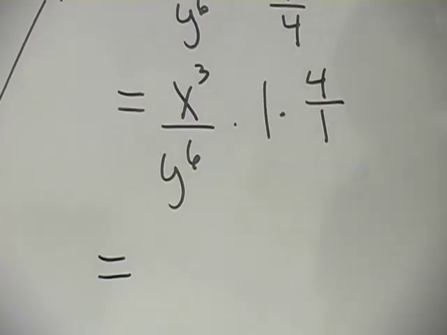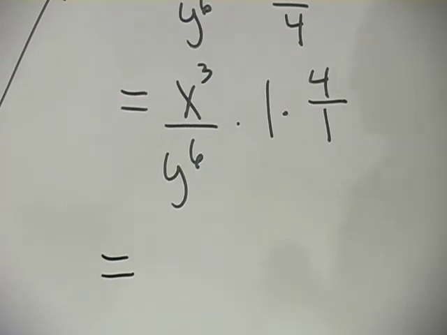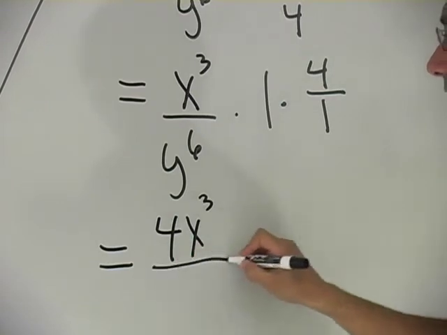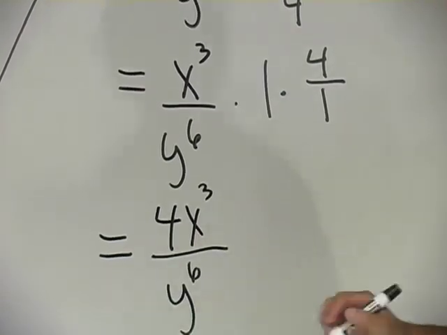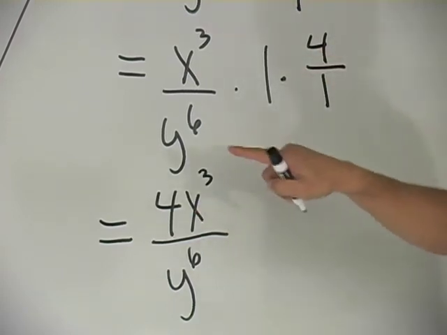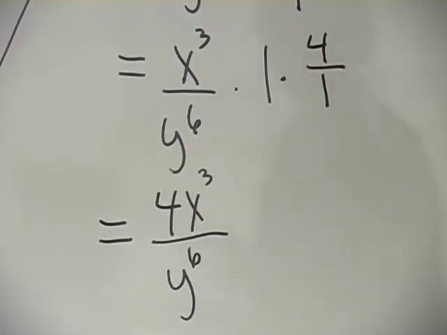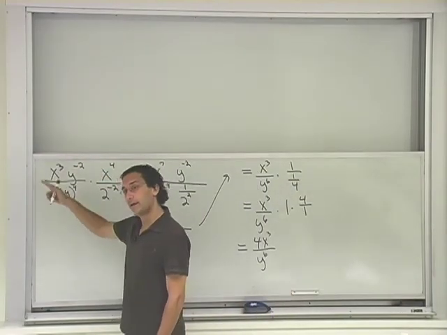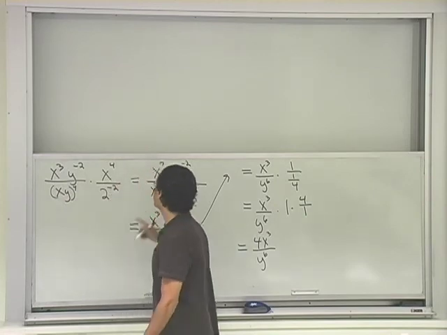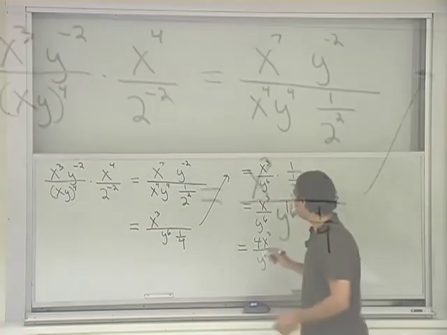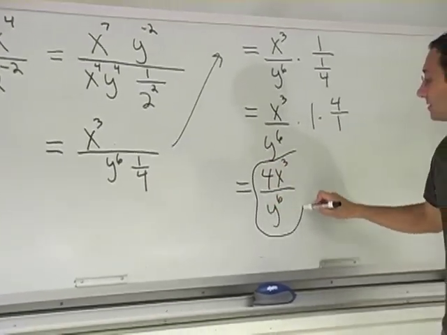So when all is said and done, mushing things back together now, I'm left with 4x cubed over y to the 6th. Multiplying across, y to the 6th times 1 is y to the 6th. So again, we took something that was complicated. We used our properties of exponents, and we've developed something that's easier to work with.